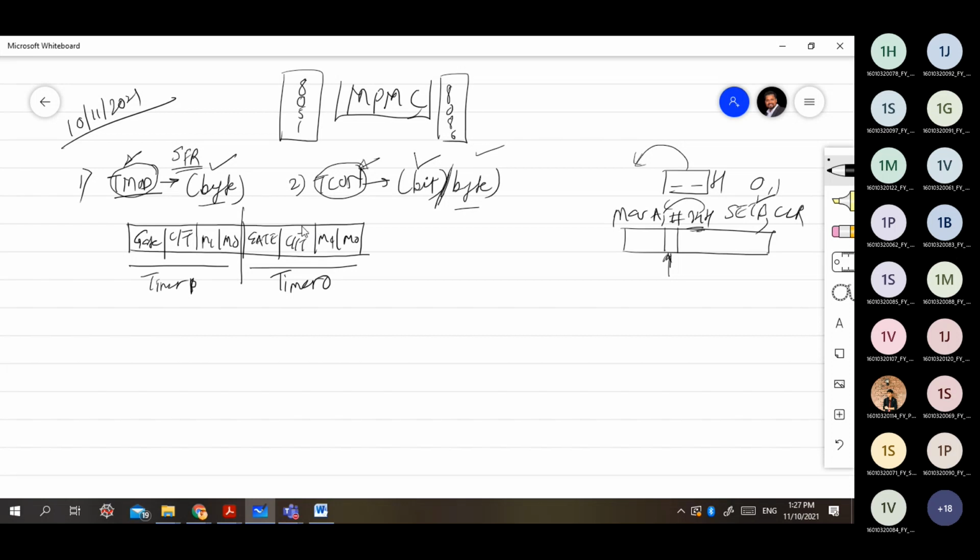So what does that mean? If I make any changes in this lower 4 bits, it is going to affect the timer 0 setting. Fine. And if I make any changes in this upper 4 bits or upper nibble, it will affect the timer 1 setting. Okay. Now, what is the use of these particular bits?